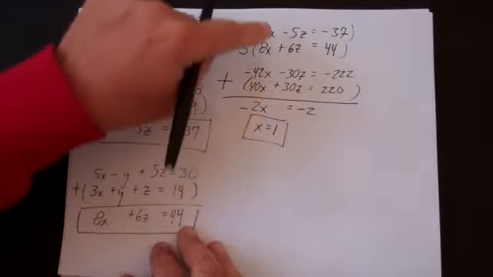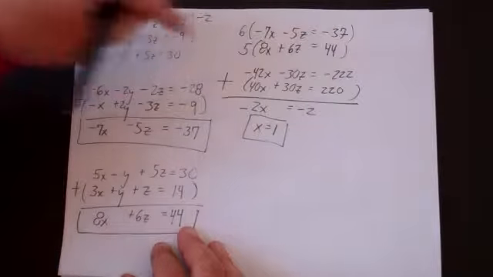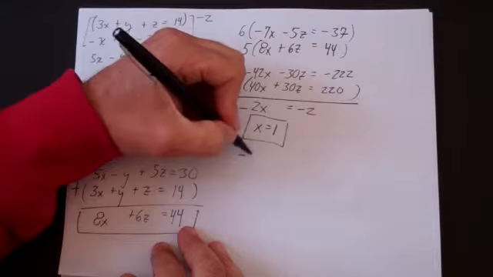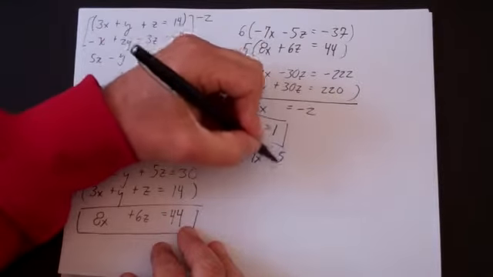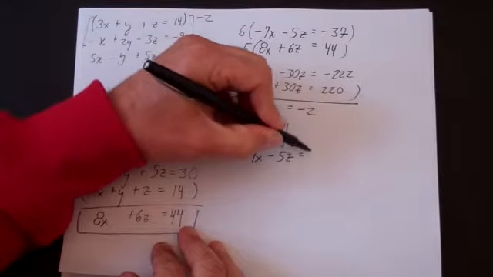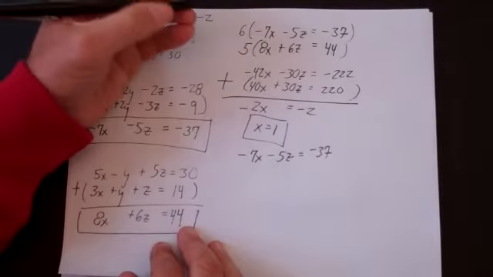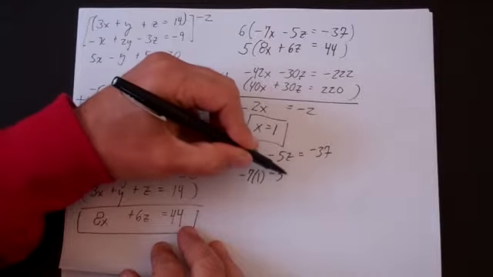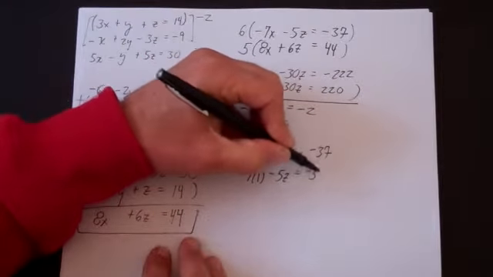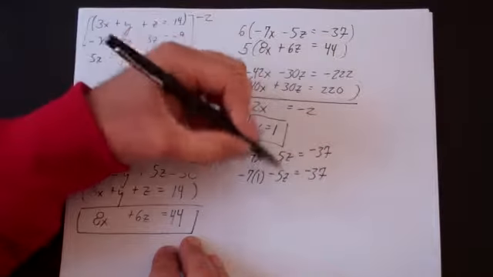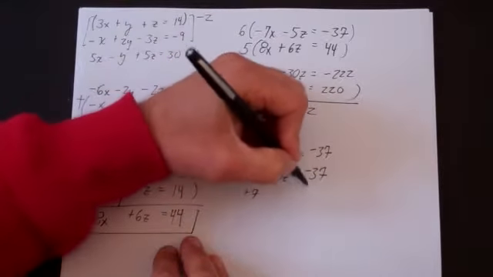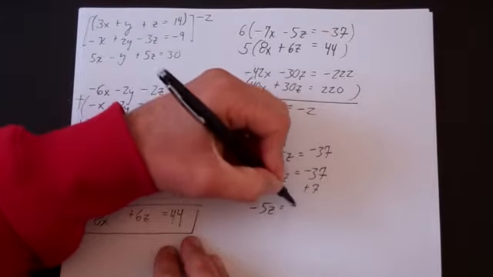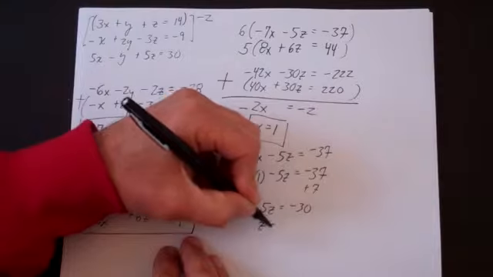I plug this into either one of the original problems here. Not the very original, but one of these two equations. It doesn't matter which one. I'm going to plug it into the first one there. Minus 7x minus 5 times z is equal to minus 37. Plug in a 1 there. That's minus 7 times 1 minus 5 times z equals minus 37. I'm going to add 7 to both sides, and I get minus 5z is equal to a minus 30, so z is equal to 6.